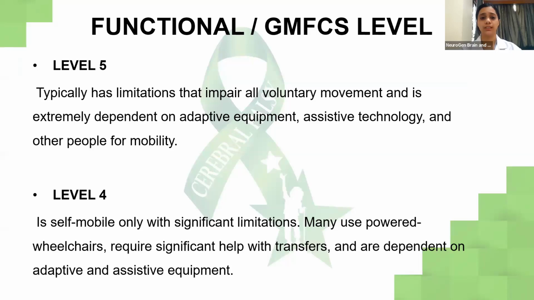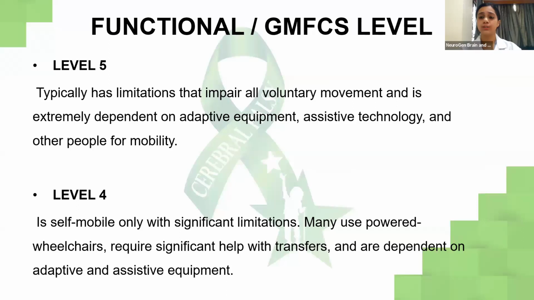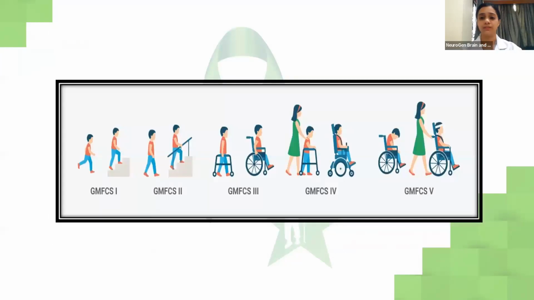Moving on to the functional level, that is the GMFCS classification. There are 5 levels in this. Let's start from level 5. Level 5 tells you about the limitations of voluntary control, or the impairment in voluntary control. In this, the child is extremely dependent and is on an adaptive device. He cannot control his own device.